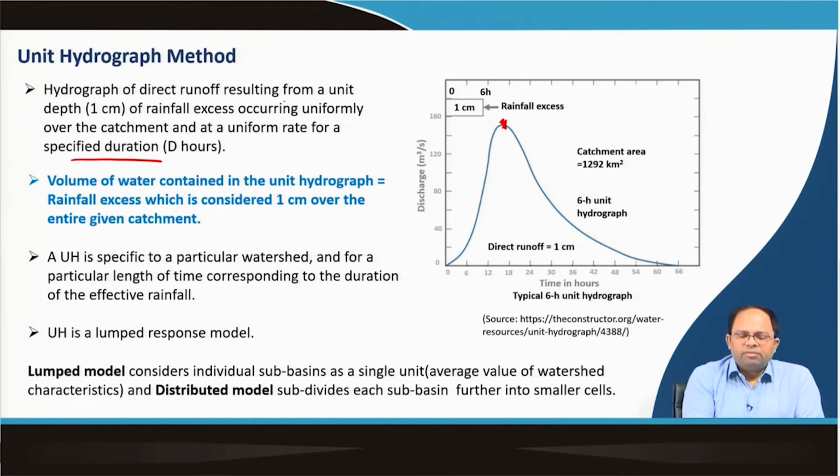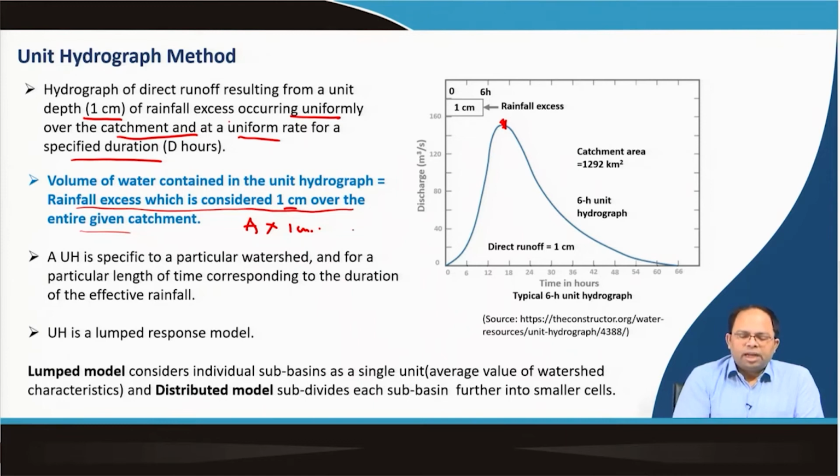So, the hydrograph of direct runoff results from a unit depth of rainfall excess. After abstraction, whatever is excess rainfall which creates runoff, that is the unit depth; we consider only 1 centimeter of rainfall has happened uniformly over the entire catchment at a uniform rate for a specified duration. Then what would be this hydrograph? The volume of water contained in the unit hydrograph is equal to the rainfall excess, which is considered 1 centimeter over the entire given catchment. So, catchment area A into 1 centimeter is the area under this unit hydrograph. If instead of 1 centimeter we have 10 centimeter of rainfall, we can just multiply that and get the value of that hydrograph.